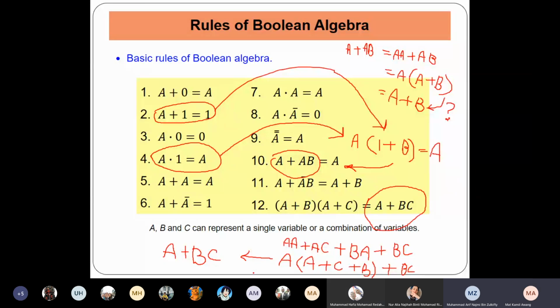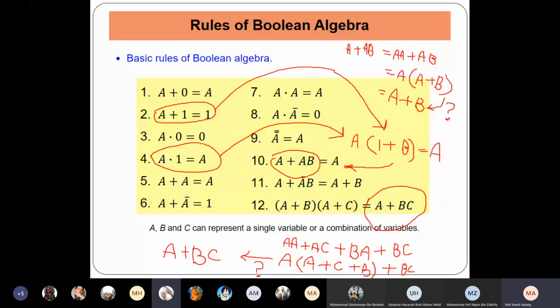How to move from here to here? Try to think, try to work it out. Number 6? Rule number 4. Rule number 7. Think about it. Rule number 5. You think about it.